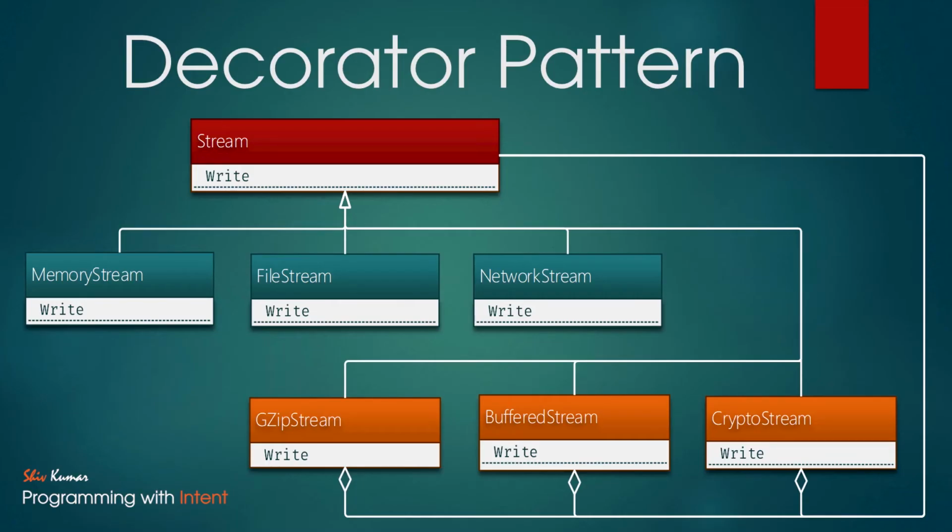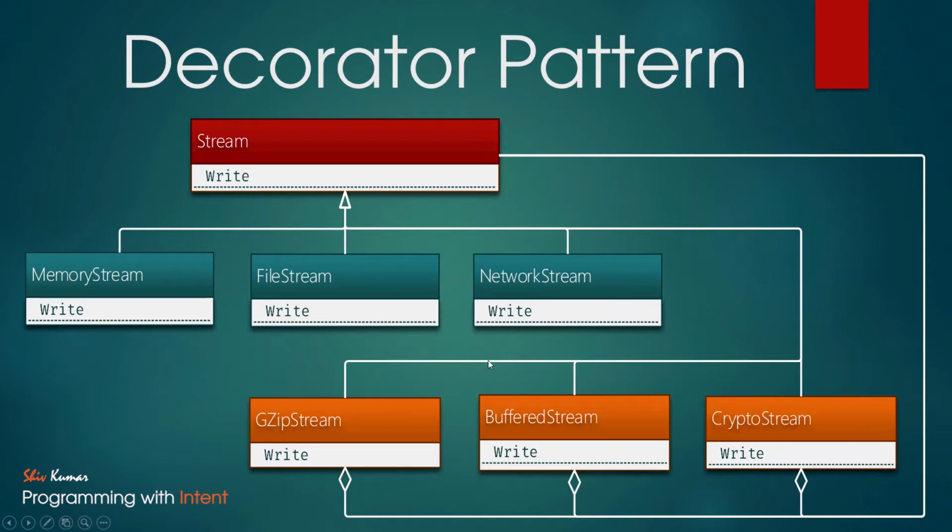The file stream is able to read and write bytes to a file system on the hard drive. The network stream is able to send bytes across the wire, TCP typically, but it could be UDP or whatever other network protocol you're supporting. The network stream can support writing out to sockets and things of that nature. These are full-blown, fully functional implementations.